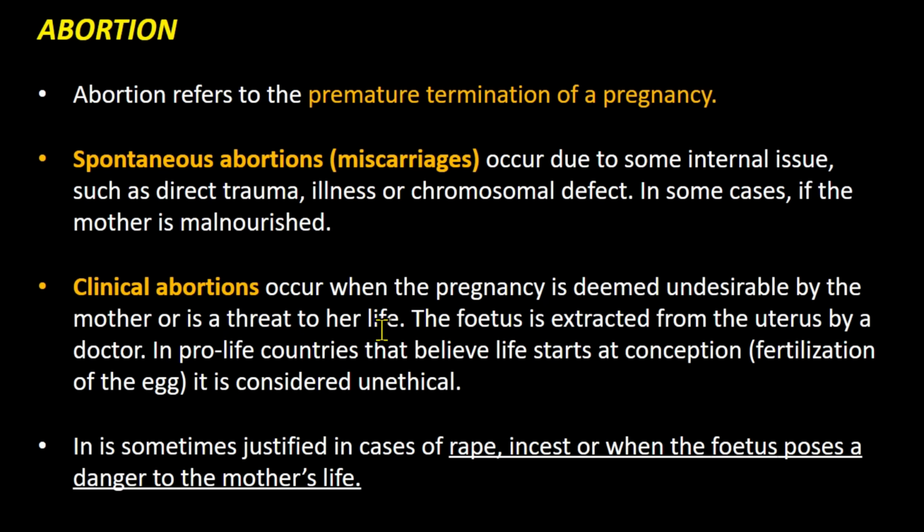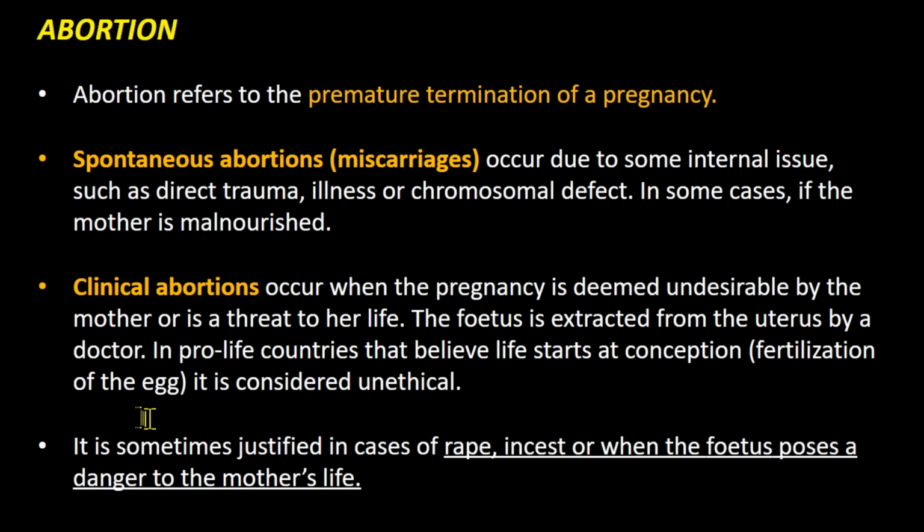Clinical abortions occur when the pregnancy is deemed undesirable by the mother or is a threat to her life. So the fetus is extracted from the uterus by a doctor. In countries that are pro-life, they believe that life starts at conception, basically when the egg gets fertilized. In those countries, this is deemed unethical. But it is sometimes justified in cases of rape, incest, or when the fetus poses a fatal danger to the mother's life.